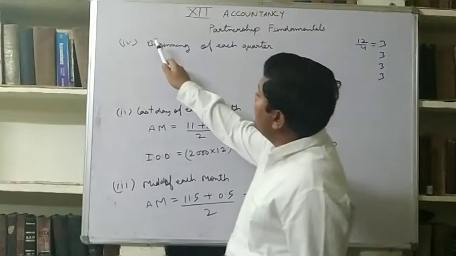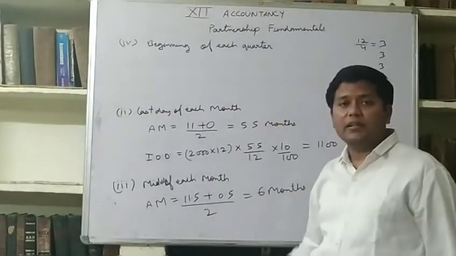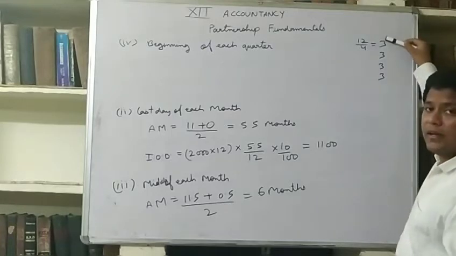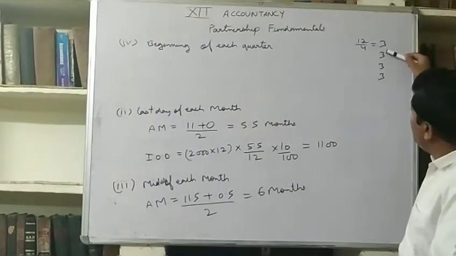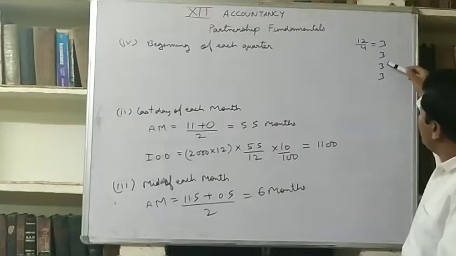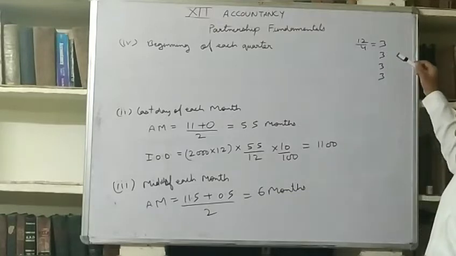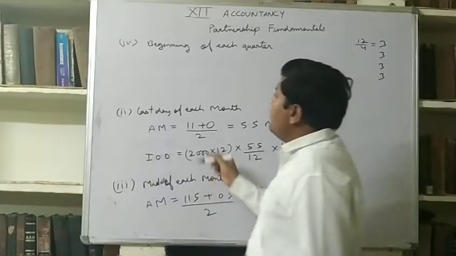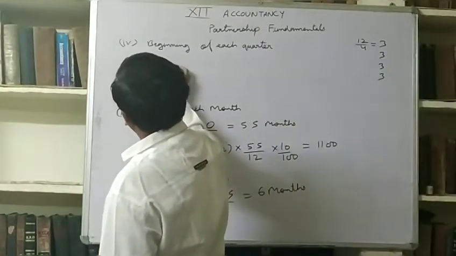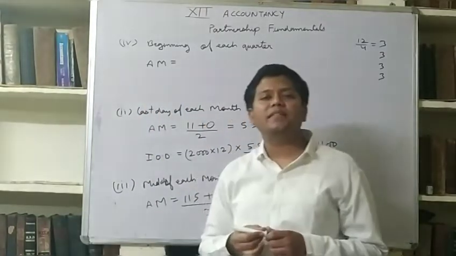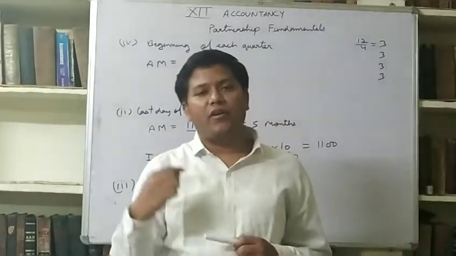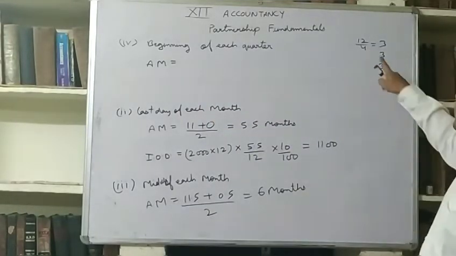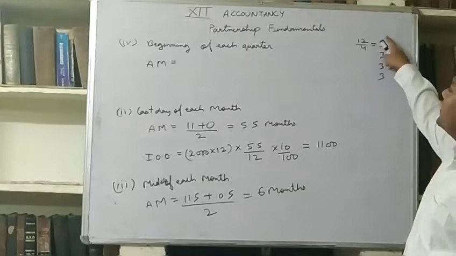He is drawing at the beginning of each quarter. So, the first drawing will be made at the beginning of the first quarter, the second drawing at the beginning of the second quarter, the third at the beginning of the third quarter, and the last at the beginning of the fourth quarter. Now, how can we calculate average months? Our formula is period remaining after first drawings. And when was our first drawing done? The first drawing was done at the beginning of the first quarter.